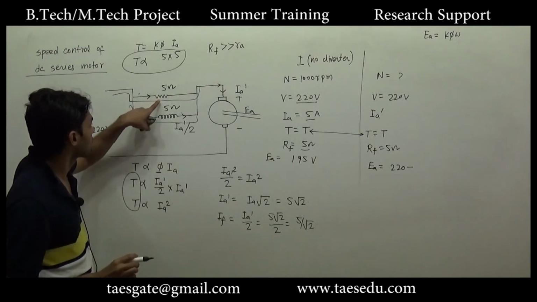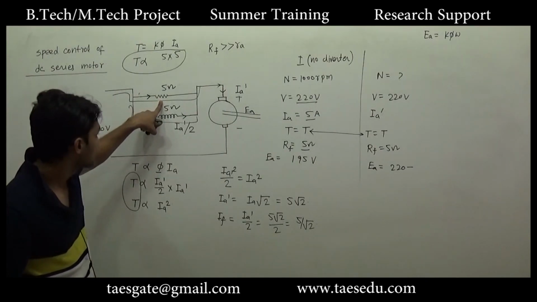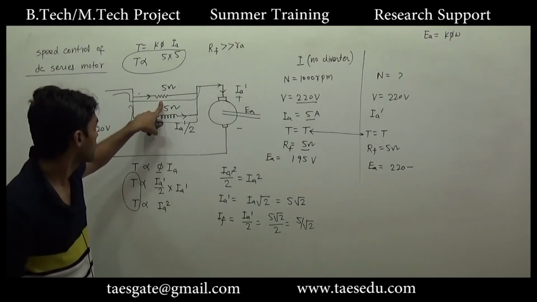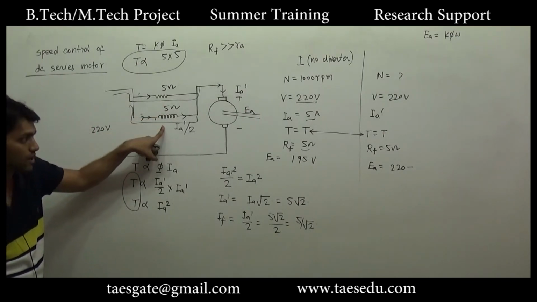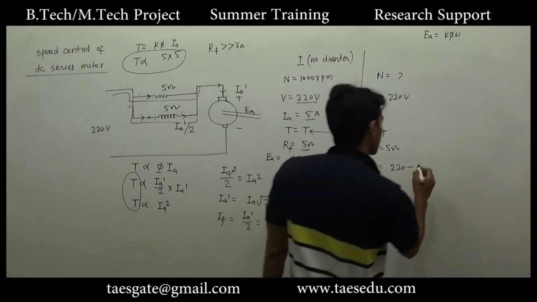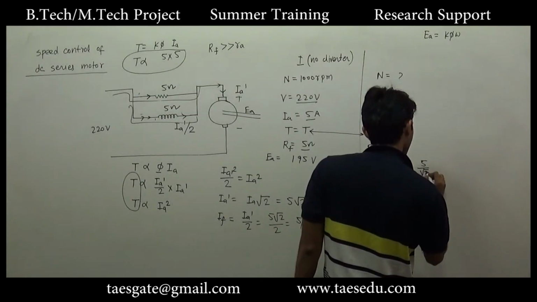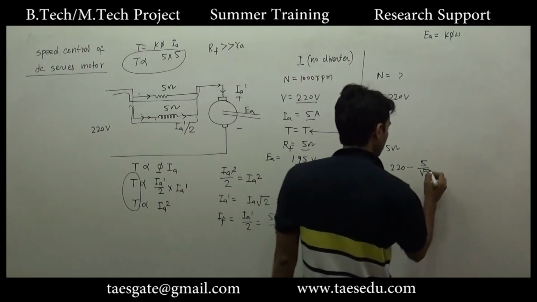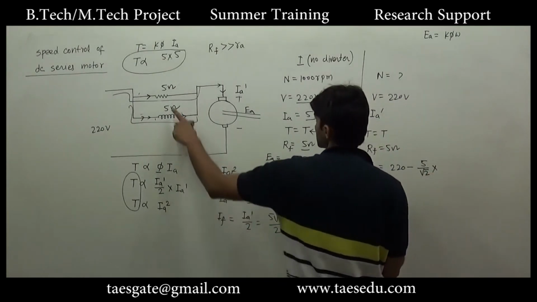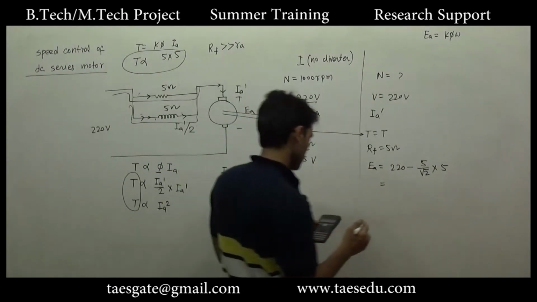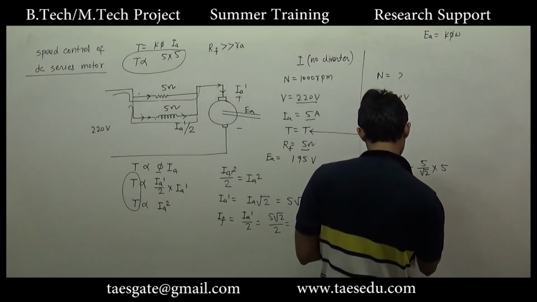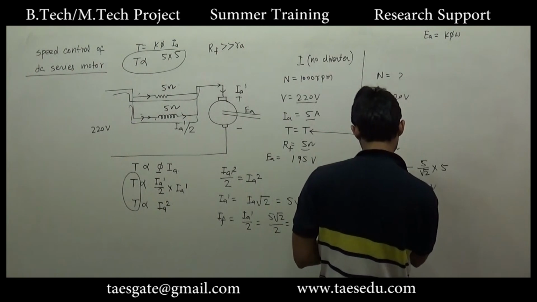So what is the current here? Here the current is 5 by root 2. And in the previous case, the current was 5 ampere. Here we have 5 by root 2 into resistance, which is 5 ohm. This will be 202.32 volt.